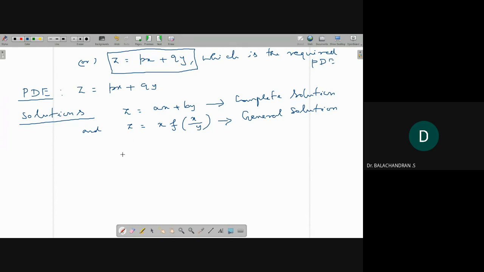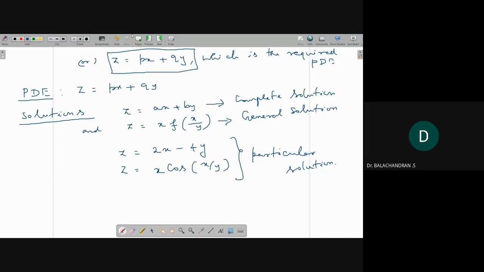Okay, so next, what do you mean by particular solution? Particular solution means if you substitute some particular value, for example, z is equal to 2x minus 4y. So this is a particular solution of this one. Similarly, z is equal to x into cos of x by y. So this is also a particular solution of this one. z is equal to x into f of a function of x by y. These are some examples of particular solutions.